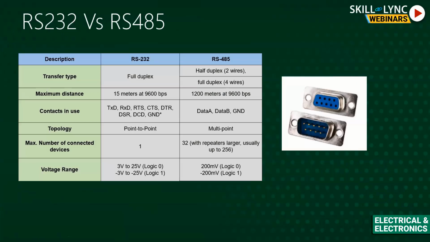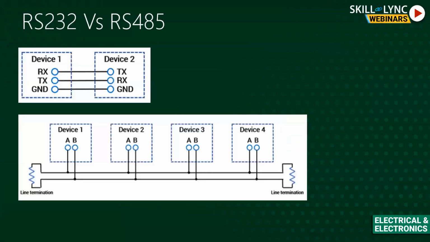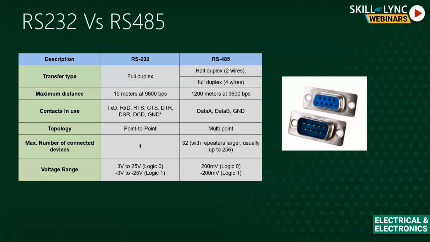At last, I think we will just have a look at this slide and then we will close. So generally, we have RS232 and RS485, where we also have differences. Here is a general highlight of the difference between both of these. There is a voltage level difference, where we have different voltage levels: 3 to 25 for logic 0 and minus 3 to minus 25 for logic 1.